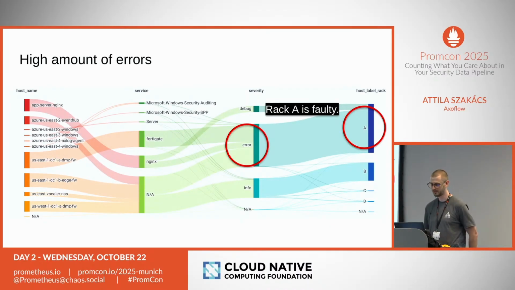This is a simple case. We can see that we have a lot of error logs. And the interesting part is the correlation between the host label, rack label, and the error severity. We can see that most of the errors are coming from rack A. So probably it has some localized problems.